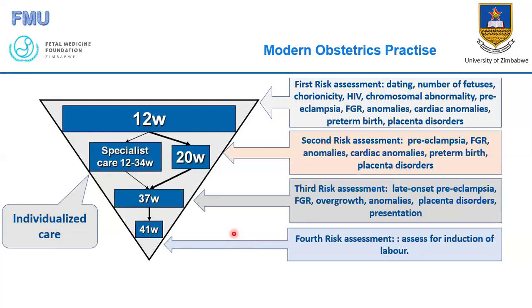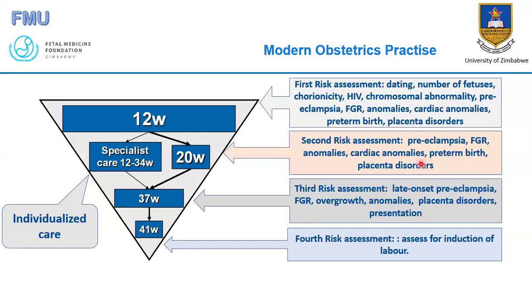This is at 12 weeks. That is pregnancy risk assessment. Women who do not pass the 12 weeks, these women will need specialized or subspecialized care, and they need an individual care plan, as you will see how the care plans evolve during today's presentations. When they come for 20 weeks, second trimester risk assessment, they again should be assessed for the risk of preeclampsia, the risk of fetal growth restriction, the risk for anomalies, the risk for cardiac defects, the risk for preterm birth, and the risk for placenta disorders.